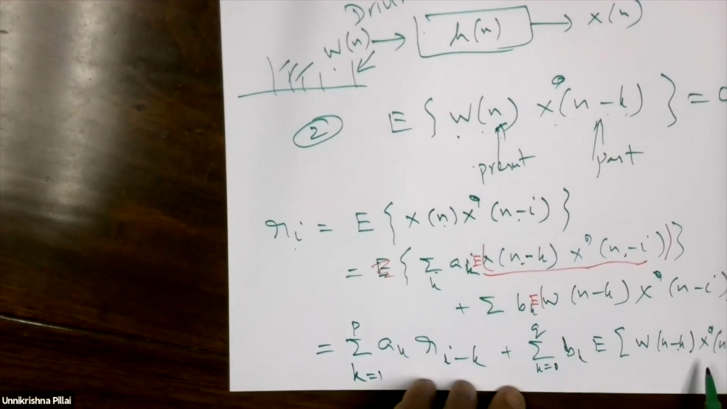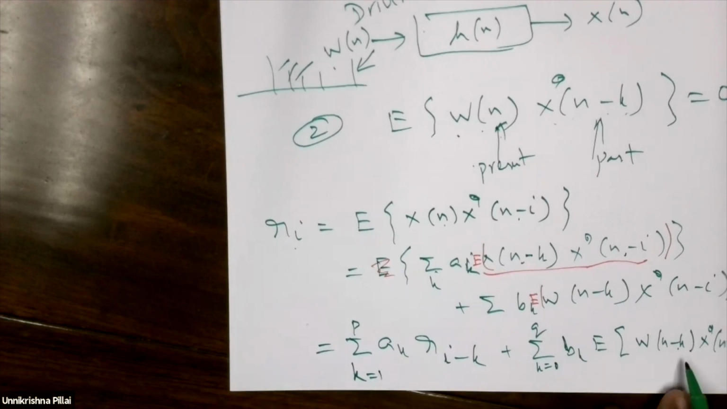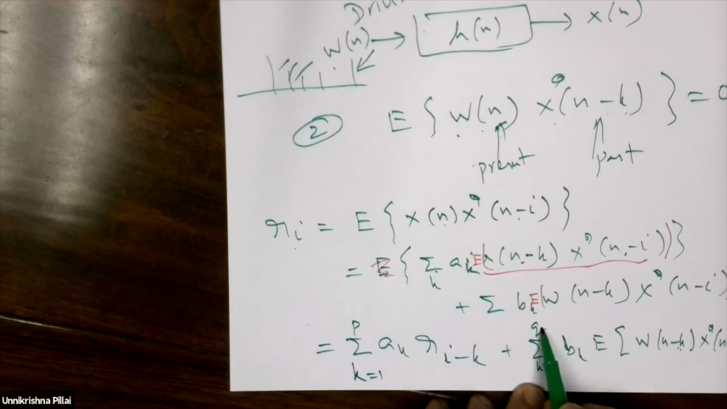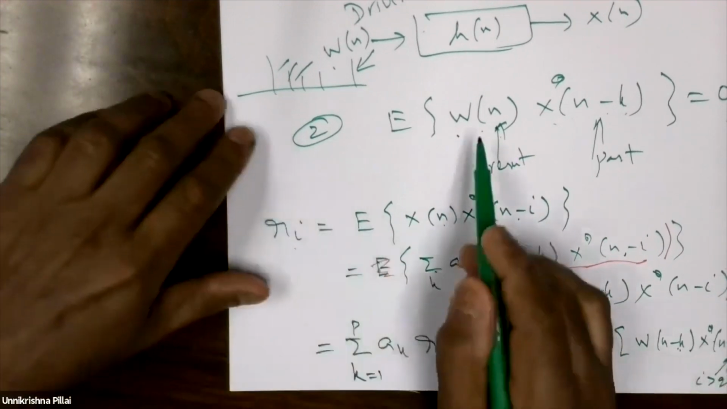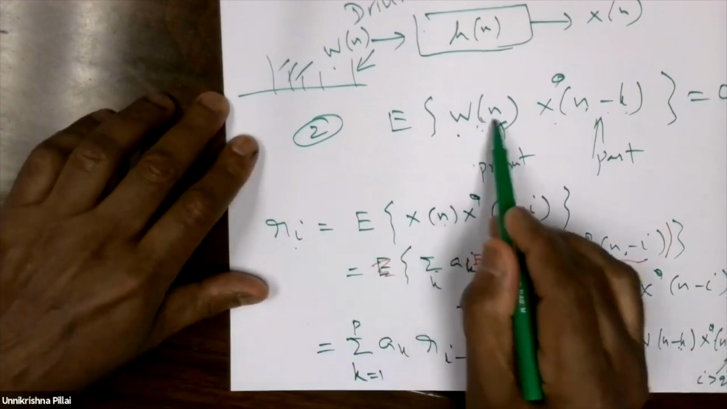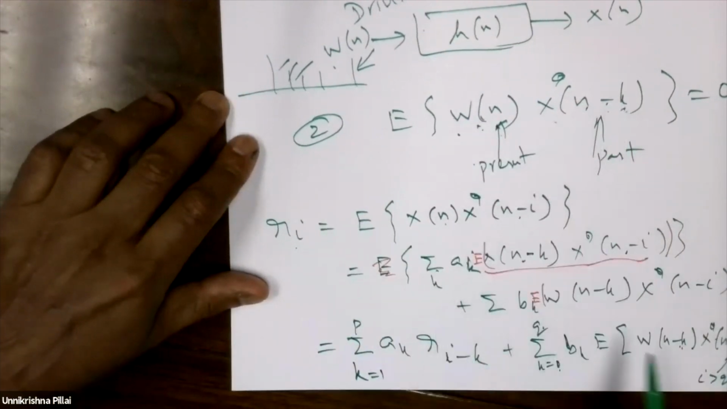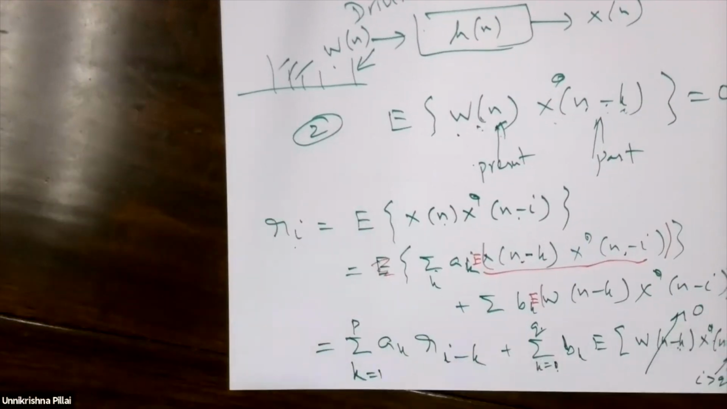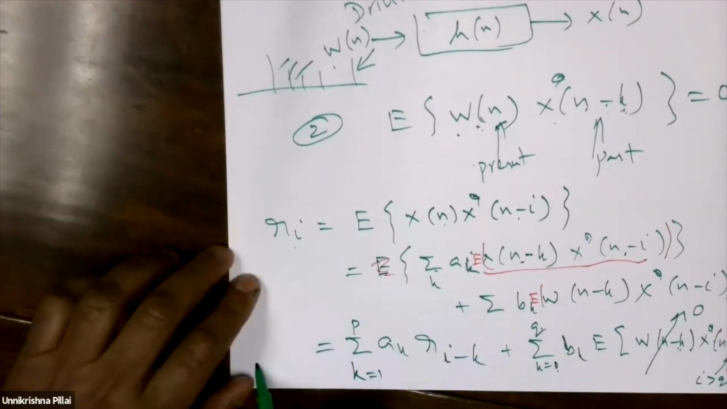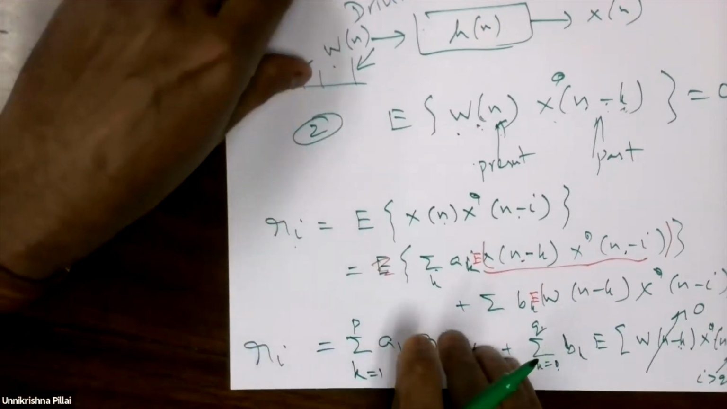Remember, k goes at the most from 0 through q. So if i is beyond q, using these two properties, the past is not influenced by the present value and this value will be 0. So this is a key ARMA relation. Let me write it down in the next page.